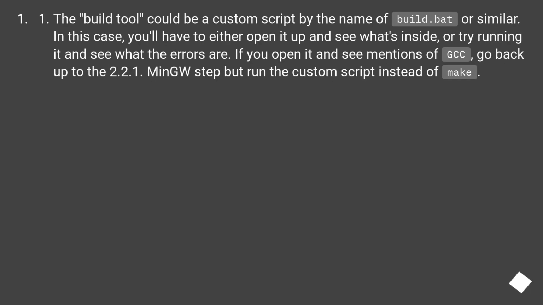The build tool could be a custom script by the name of build.bat or similar. In this case, you'll have to either open it up and see what's inside, or try running it and see what the errors are. If you open it and see mentions of GCC, go back up to the MinGW step, but run the custom script instead of make.